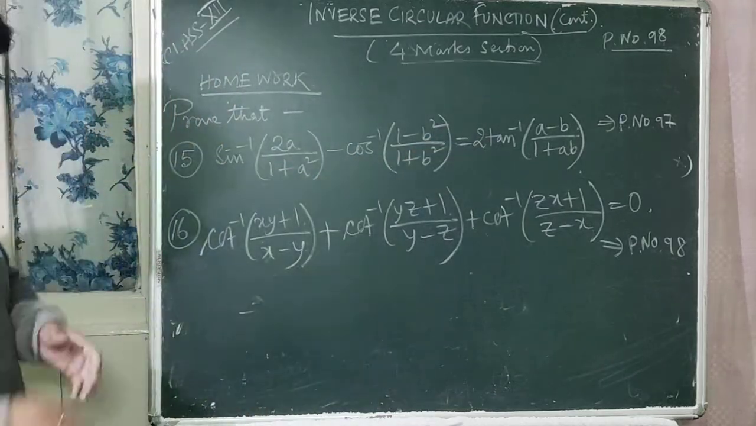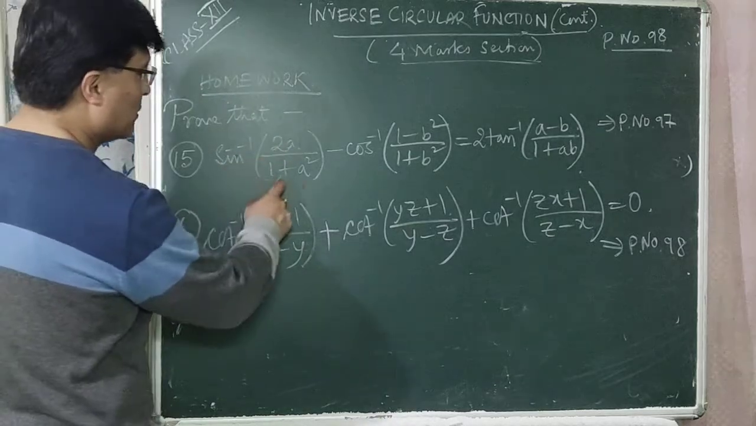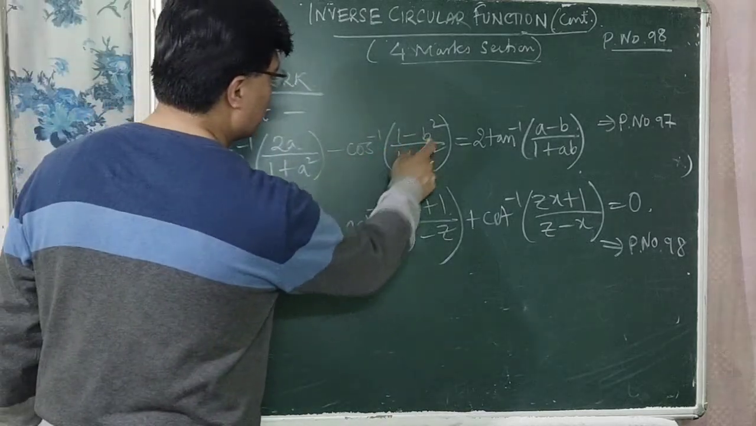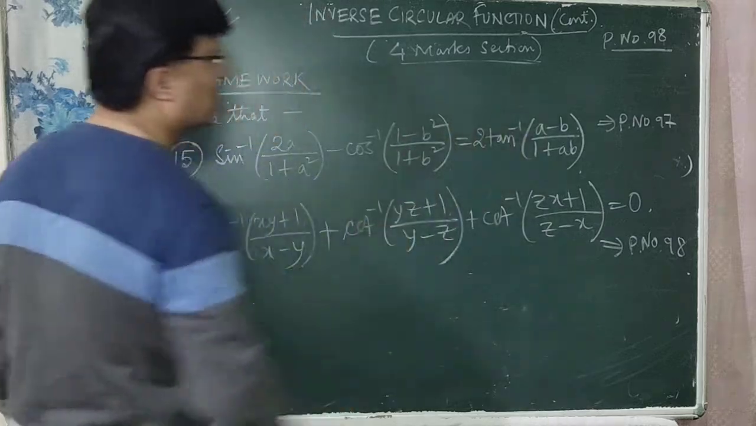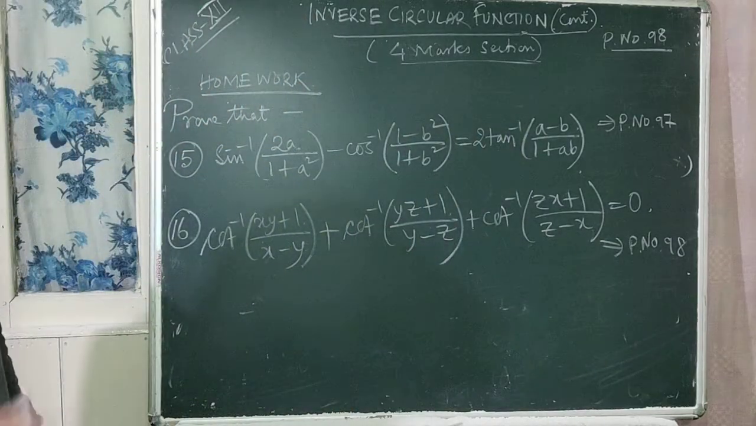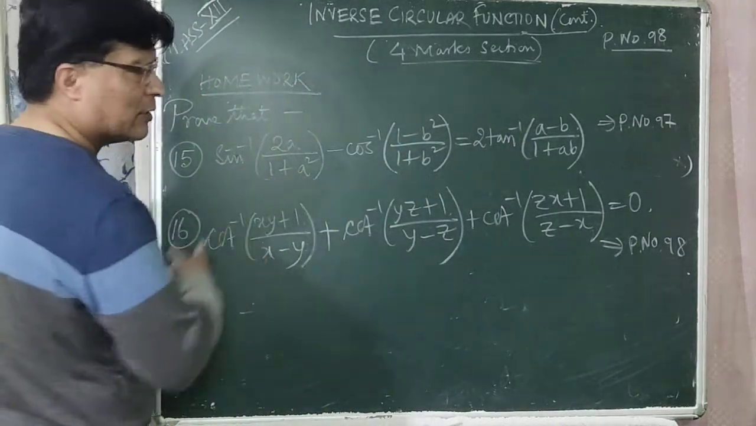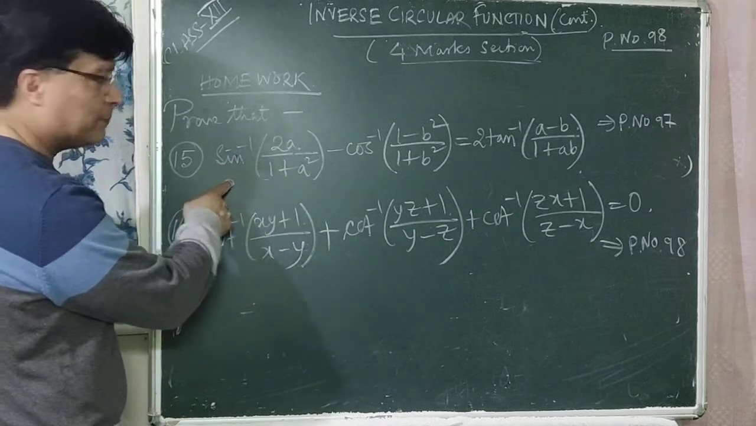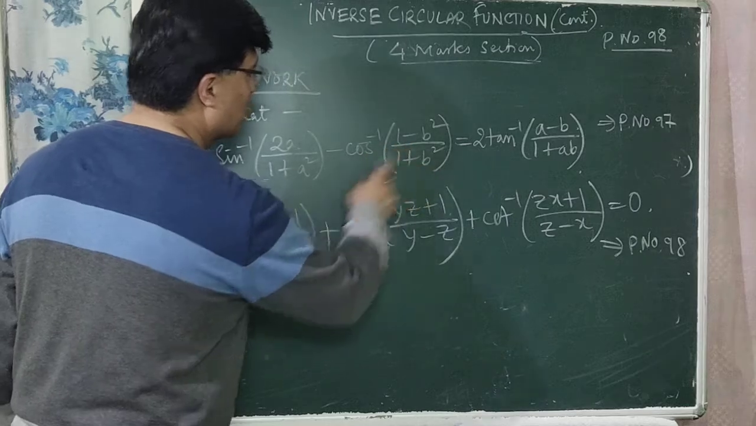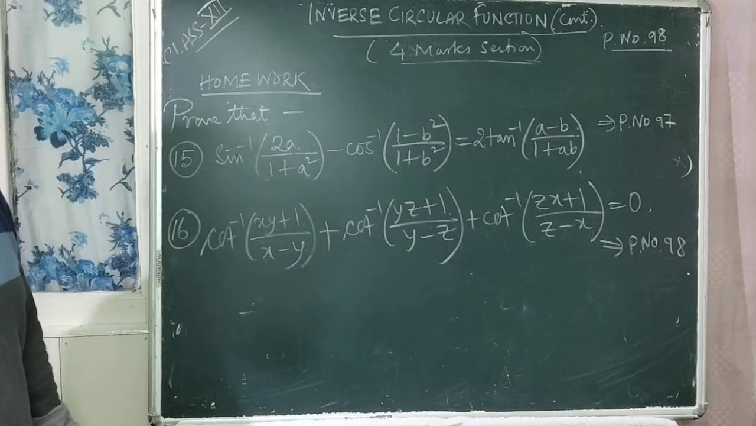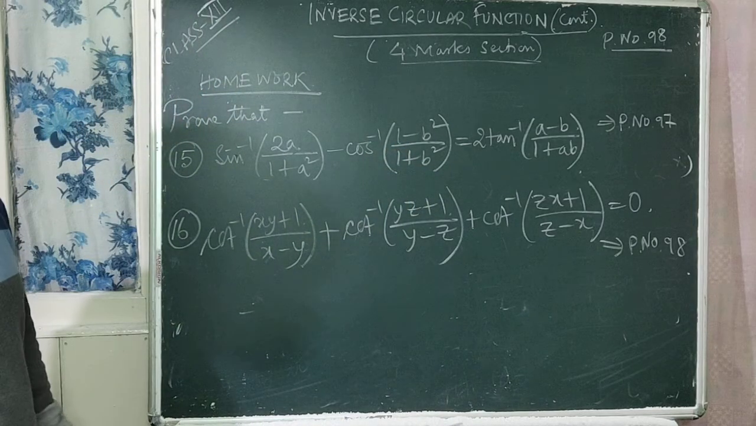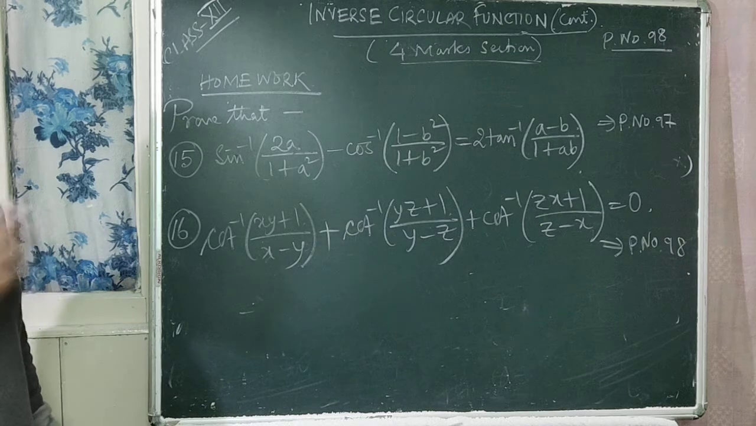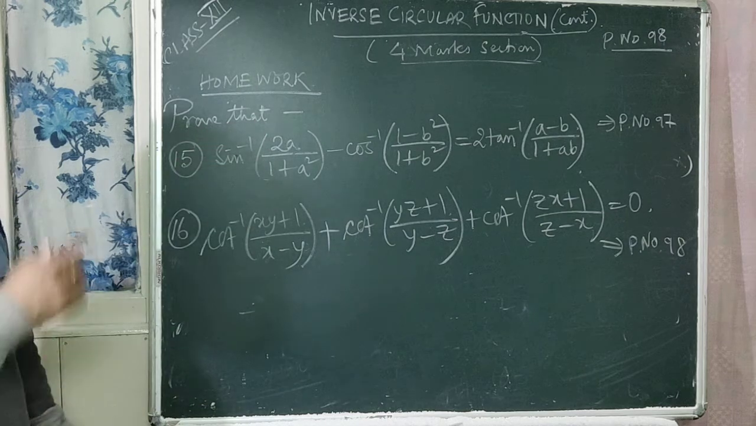So I'll give you the hint. Sin inverse 2a upon 1 plus a square minus cos inverse 1 minus b square upon 1 plus b square is 2 tan inverse of a minus b upon 1 plus ab. If you know the formula, on the left hand side directly you can write it. Sin inverse 2a upon 1 plus a square is 2 tan inverse a. Cos inverse 1 minus b square upon 1 plus b square is 2 tan inverse b. So you can take 2 common. Within the bracket we have tan inverse a minus tan inverse b. So you can use the formula to prove it.